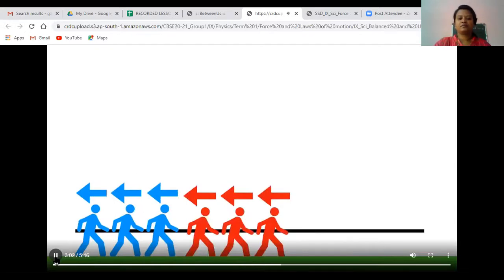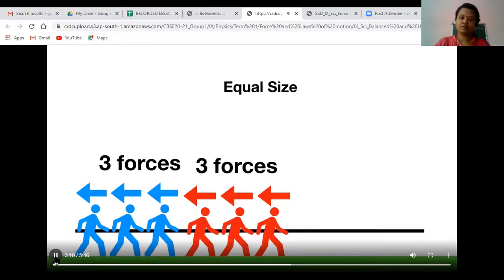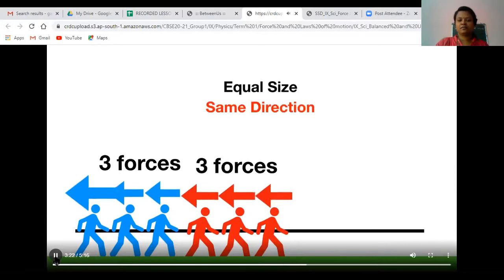Now this one looks a little weird. Even though the teams are pulling with equal force, their forces are equal in size, the blue team has 3 forces, the red team has 3 forces, it doesn't look like a normal tug of war contest. How would you describe the direction that these two teams are pulling in? You would say that both teams are pulling in the same direction. They're all pulling to the left.